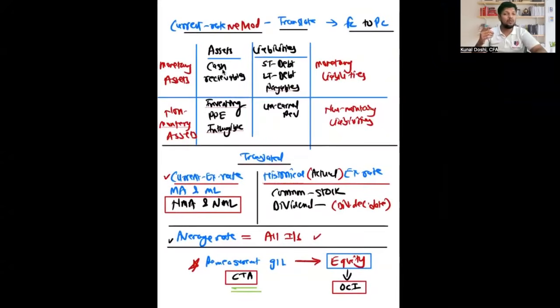CTA is an adjustment which appears only in the case of currency translation adjustment. This appears only in the case of the current rate method. Everyone with me? Correct. So whenever you see CTA, that is related to the current rate method. Check, check, check. Everyone clear?